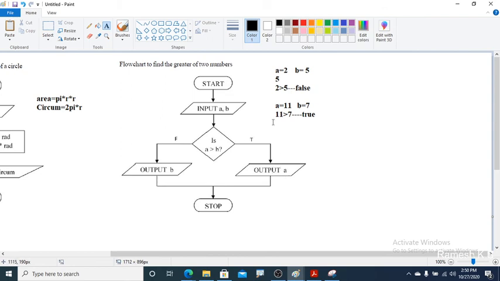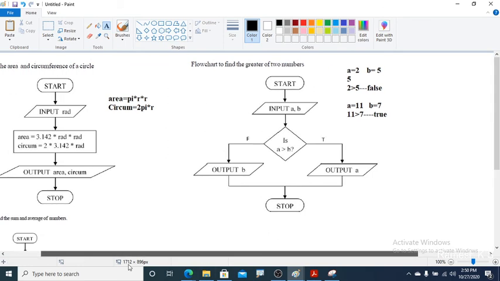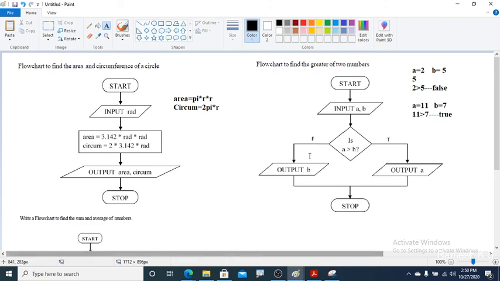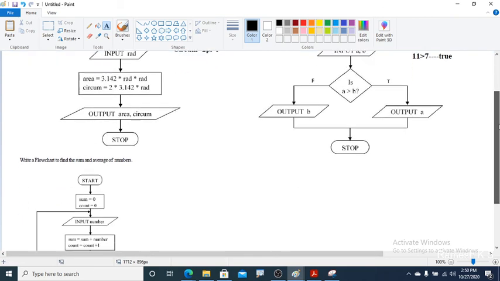What is A in this case? 11. So what is the biggest among these two? 11. So 11 is the greatest number of these two. Finally we will get the output, and finally we are going to stop. So this is the flowchart to find the greater of two numbers. This is the flowchart's explanation.